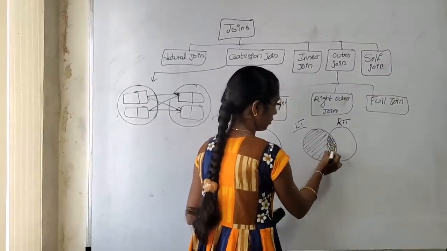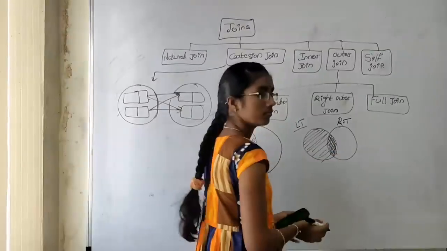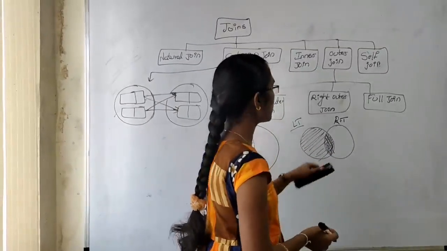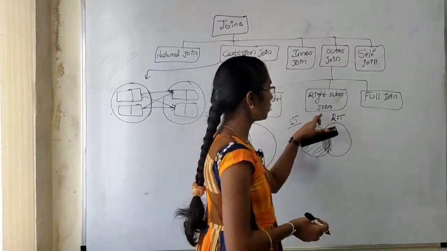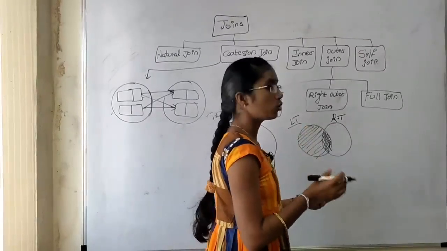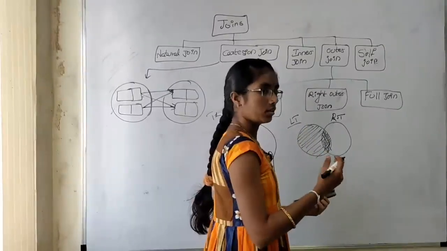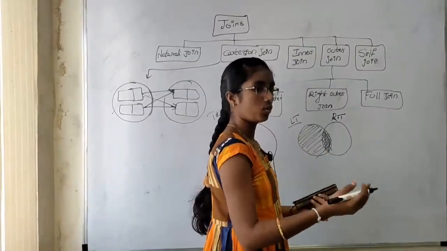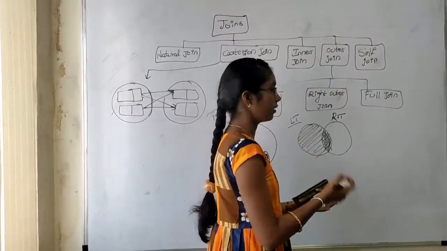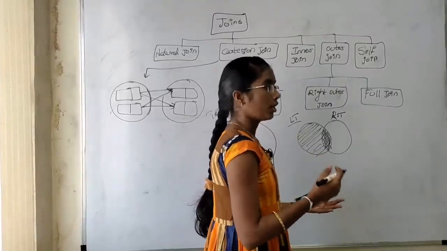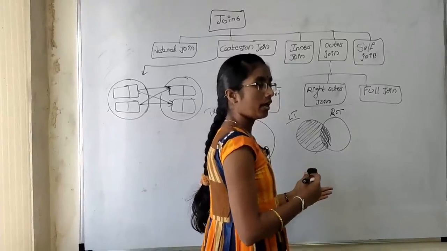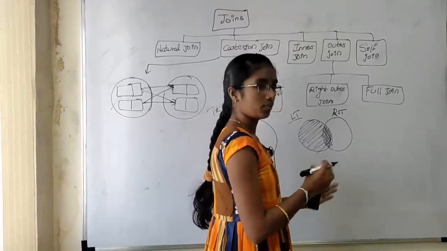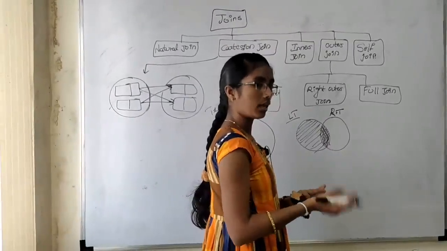Okay. So what about right outer join? So right outer join is similar to left outer join, but it will retrieve all rows from the right side table, and whatever common data we have from the left hand side table. And if there is no common data from the left table, it will return null values. Okay, show me with the diagram.